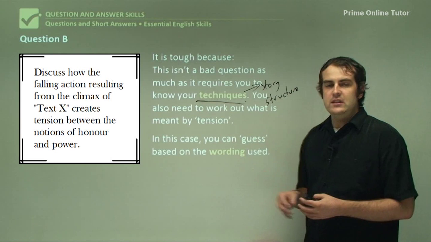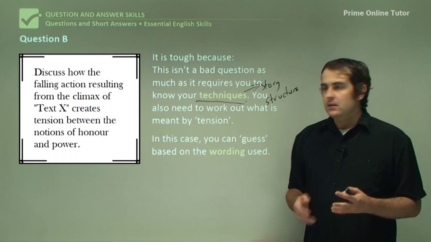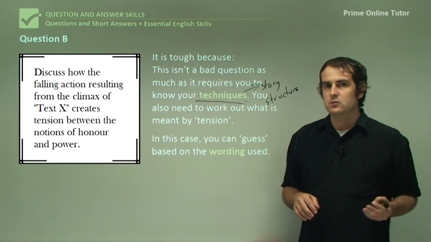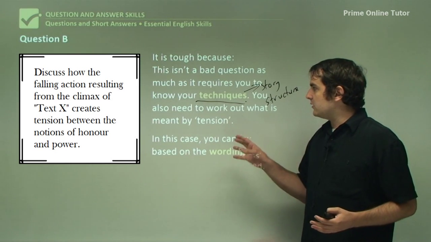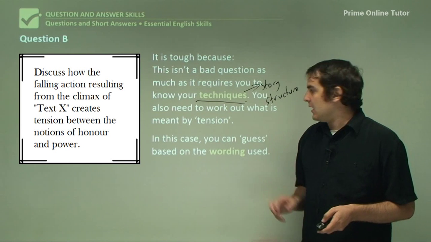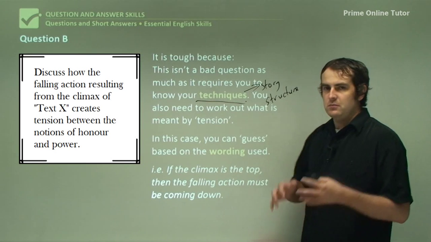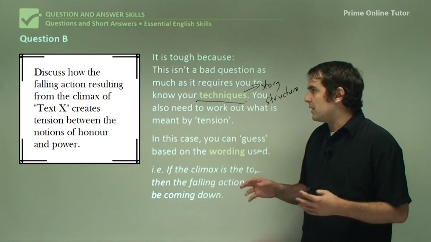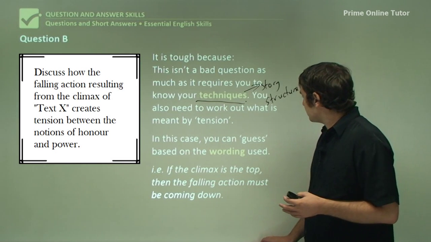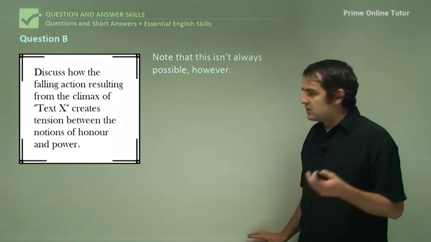Okay, you can also guess, and if you're not sure what a falling action or a climax is at the beginning, then you can essentially look at it and go, okay, is there a common sense way to be able to do this? Can I just go from what there is and what information I have to be able to answer it? So if the climax is at the top, then the falling action must be coming down. So you can use common sense to decipher that question. However, and this is the big however, this isn't always possible.